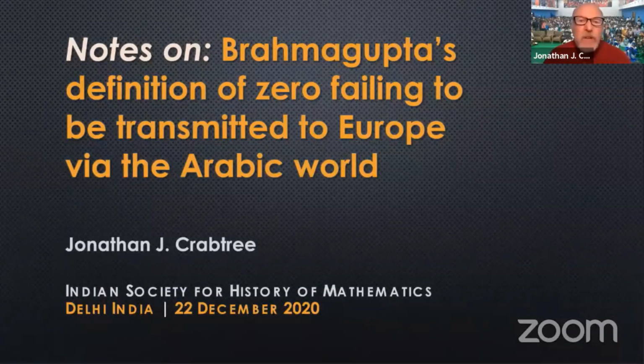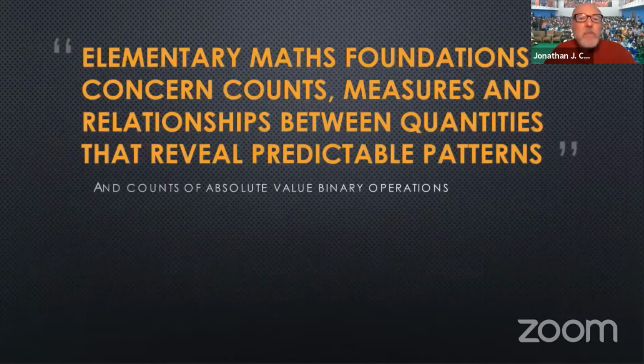Thank you very much for your introduction, Professor Ram. As you can see, I've titled my talk, Notes on Brahmagupta's Definition of Zero Failing to be Transmitted to Europe. I'm going to define elementary maths foundations as concerning counts, measures, and relationships between quantities that reveal predictable patterns. So I'm starting off with a definition of number as numbers counting and measuring quantity, and also counts of absolute value, binary operations.